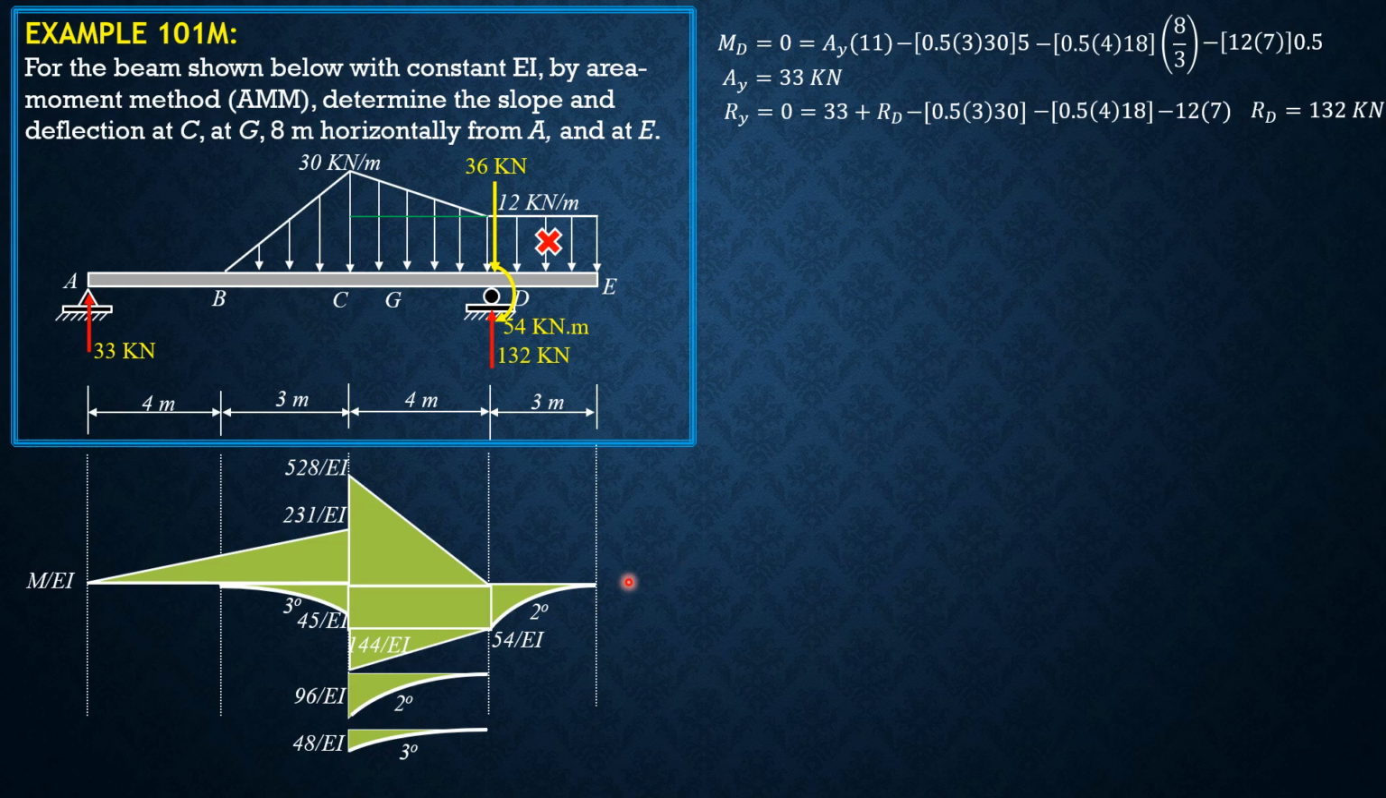dealing with this moment diagram can help you develop your skills in area moment theorems. So EI theta AC is the area between A and C. So 0.5 of 7 times 231. Then minus 1/4. The area is 1/4 or 0.25 of 3 times 45.